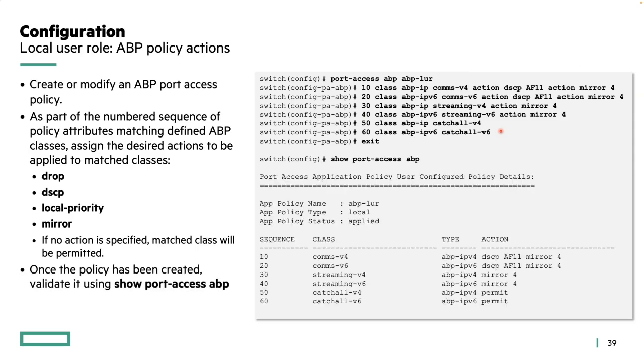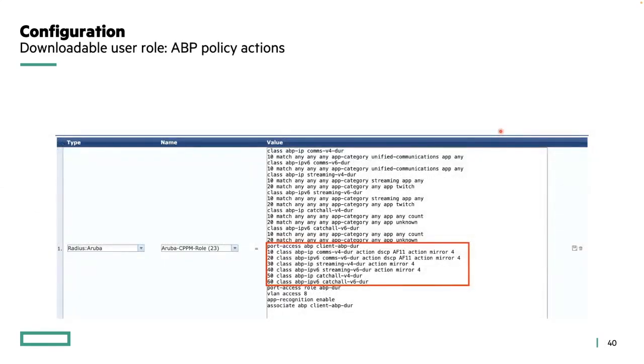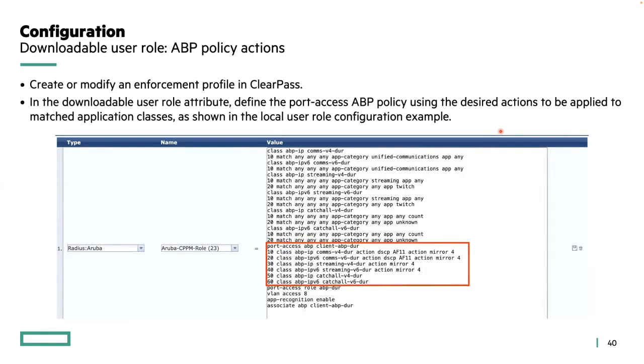And then once that policy has been created, use the show port access ABP command to verify that the policy looks implemented as intended. To configure downloadable user roles using the new actions, you're going to create or modify that enforcement profile in ClearPass. And in the downloadable user role attribute, you're going to define that policy with those new actions, just as you would any other app-based policy for a switch that's running AOS-CX 10.12.